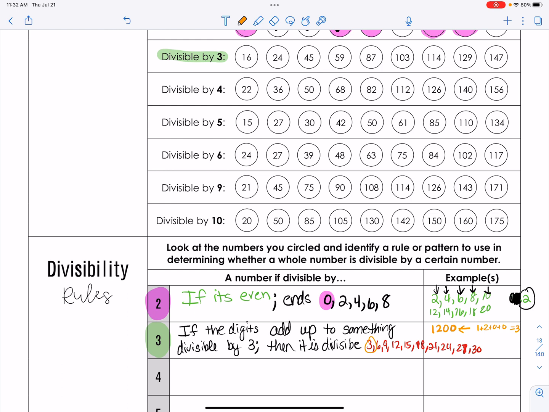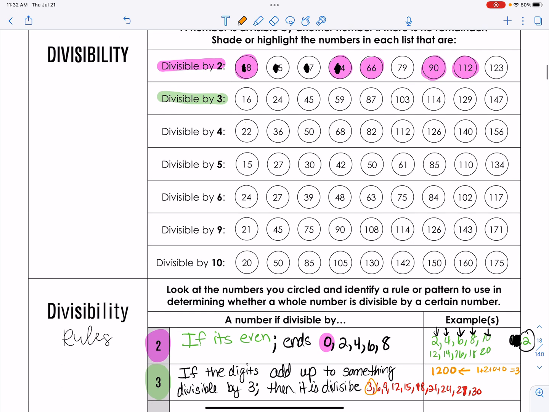So if the digits add up, we're on the 3s. 1 plus 6 is 7. Does 3 go into 7? Nope, it doesn't work. 2 plus 4 is 6. This one you should know, it's in our list. 24 is divisible. We're not sure on 45, but 4 plus 5 is 9. Is 9 divisible by 3? Yep. So we fill that in. 5 plus 9 is 14. Is 14 divisible by 3? No, 15 is, so I don't fill that one in. 87, I have no idea, but 8 plus 7 is 15, and 15 is divisible by 3, so it is. I would like you to try those other 4.